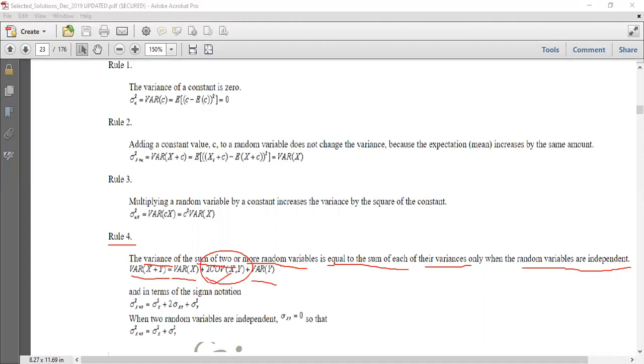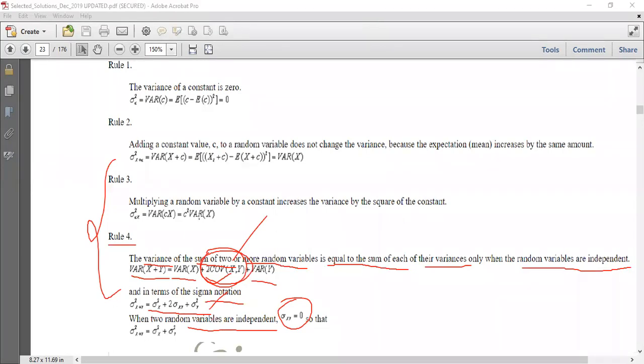So rules number 3 and 4 were both asked in our question, because the variables were not independent, they were dependent, so we have to add the covariance also. In sigma notation, sigma square, which is the square of the standard deviation, is equal to sigma x square plus sigma y square plus 2 sigma xy. When the two random variables are independent, sigma xy becomes 0. But they are not independent, they are dependent on each other as asked in our question, so we have to take the covariance of x and y into account.